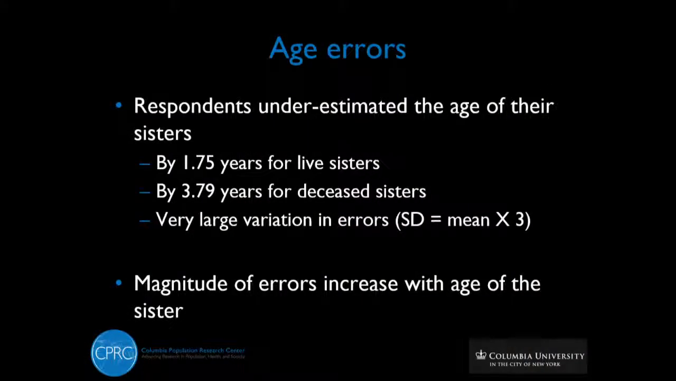One of the big issues was that the age errors were extremely messy, with respondents on average underestimating the age of their live sisters by close to 2 years, and underestimating the age of their deceased sisters by close to 4 years. And more importantly, I think there were very large variations in age errors. The standard deviation of errors was huge, and I have some explanation for that.